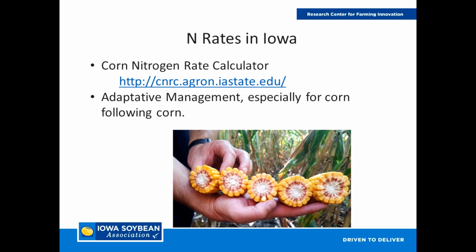Last comment about nitrogen rates is we think that this corn nitrogen rate calculator is pretty good for Iowa. It's a good place to start. Sometimes our results show that we need about 30% or 30 pounds more nitrogen than the corn nitrogen rate calculator is showing. But that's because some of our trials were less efficient in that we're applying in the fall, and we can see differences that way. So for nitrogen rates, use the nitrogen rate calculator and consider adaptive management for your corn following corn.